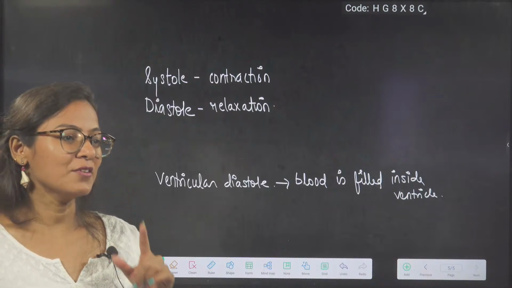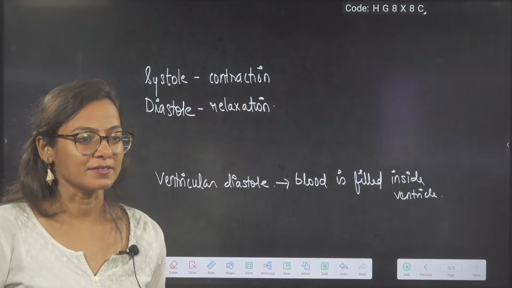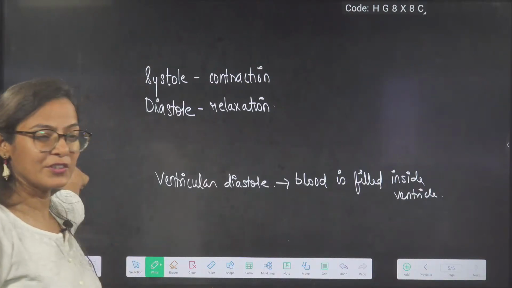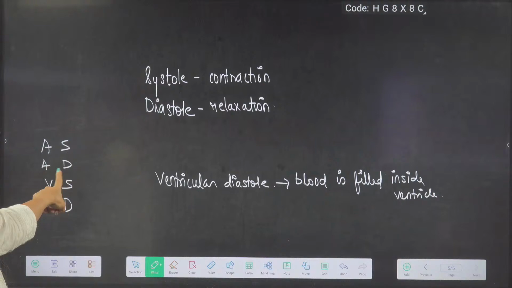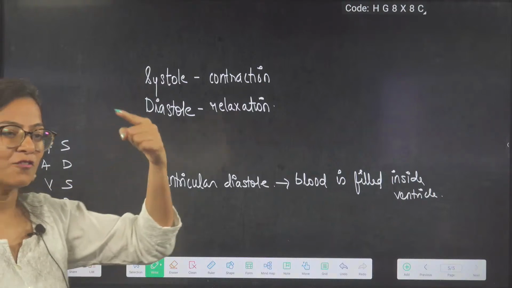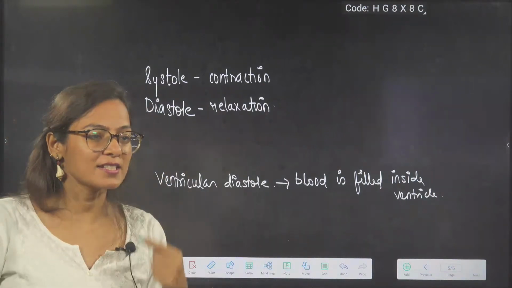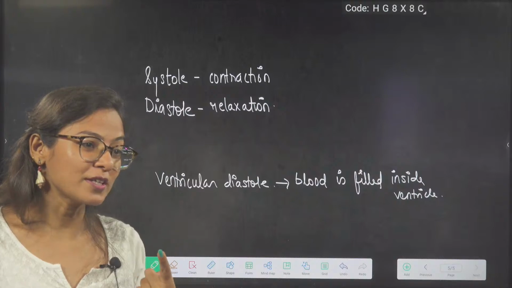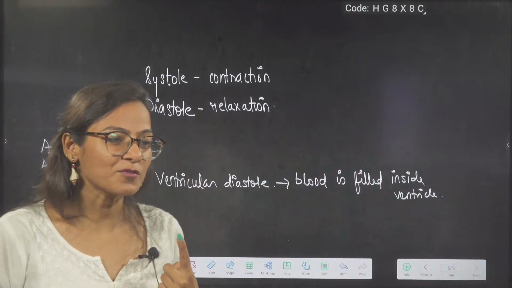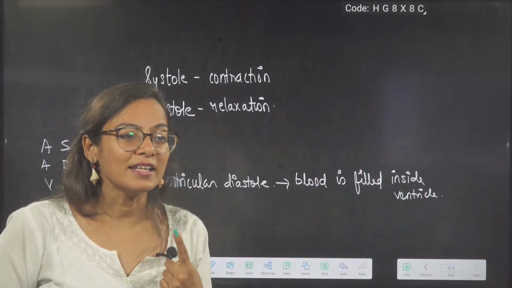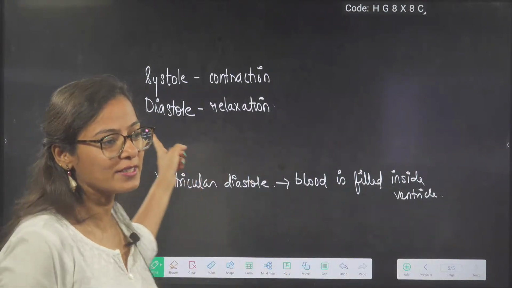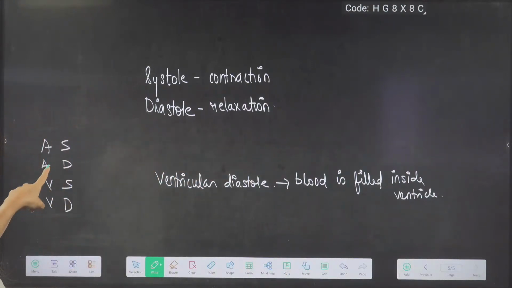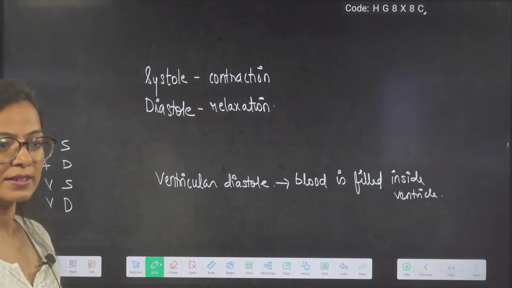So that we will study under cardiac cycle. This atrial systole, atrial diastole, ventricular systole and ventricular diastole. When what occurs, their sequence, that we are going to study tomorrow. So what would be our topic for tomorrow? Cardiac cycle. So we are going to see the sequence of all these four phases. Clear?